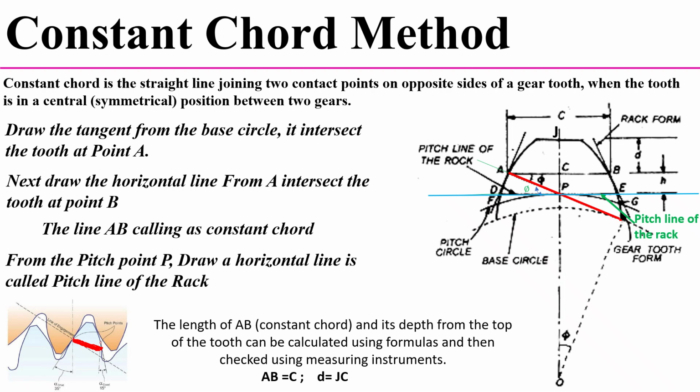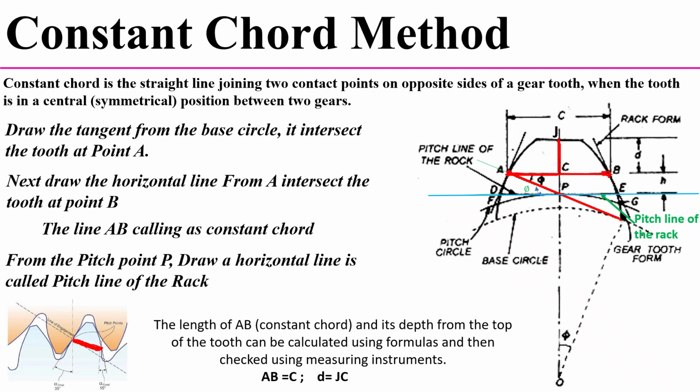So here in the schematic you have to observe. The length AB we are calling the constant chord. We have to measure this length AB, and moreover we have to determine the position of this length AB from the top of the gear tooth. So this is the top of the gear tooth.